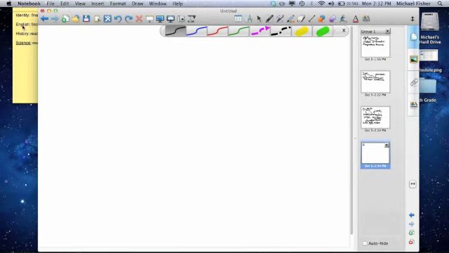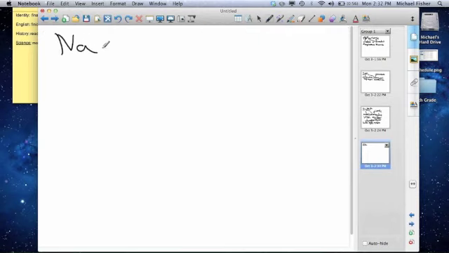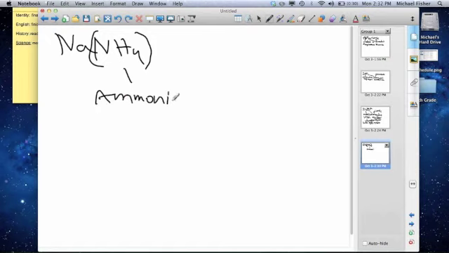Okay, now we're going to be learning about naming compounds that contain polyatomic ions. The compound we'll be learning about today is NH4Na. The polyatomic ion here is NH4, and that is ammonium. Na is sodium, and sodium is a metal, and NH4 is not, and therefore this is an ionic bond.